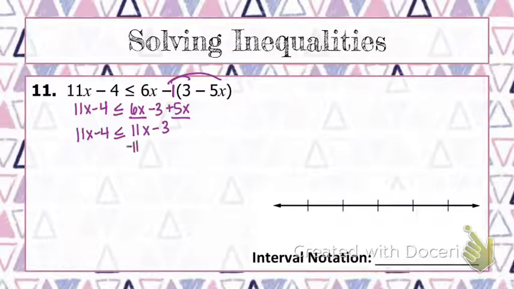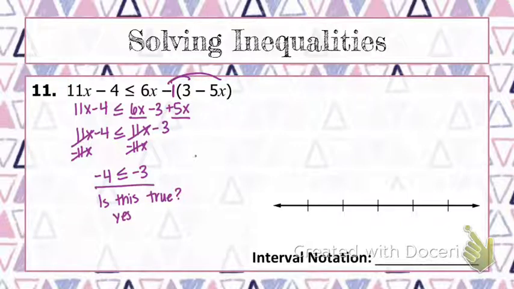Then we're going to get our variables all to one side. And you'll see that once again, our variables all cancel. And we're left with -4 is less than or equal to -3. So, is this true? Is -4 less than -3? Less than or equal to? The answer is yes. -4 is less than -3. And so, since there are no variables in this and the statement is true, then our answer is all real numbers.